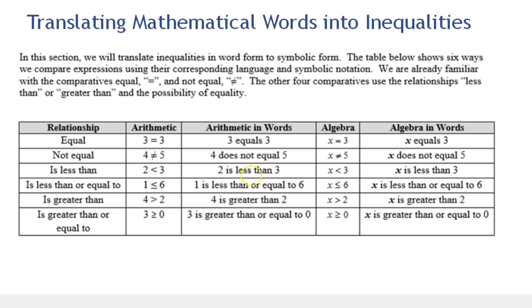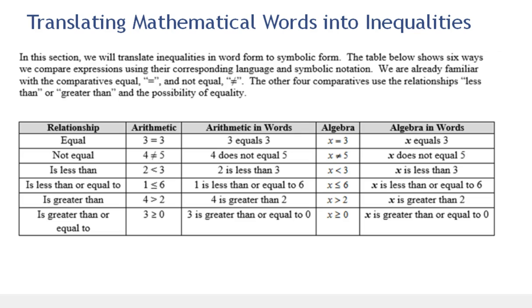And this means on the number line, 2 is located to the left of 3. In algebraic terms, we may say x is less than 3. We also have is less than or equal to, so 1 is less than or equal to 6, or x is less than or equal to 6. So notice in the algebraic form, it would be a true inequality if we replaced x with 6 here, because x can be less than 6 or equal to 6. Where in the previous case, we have that x is less than 3.